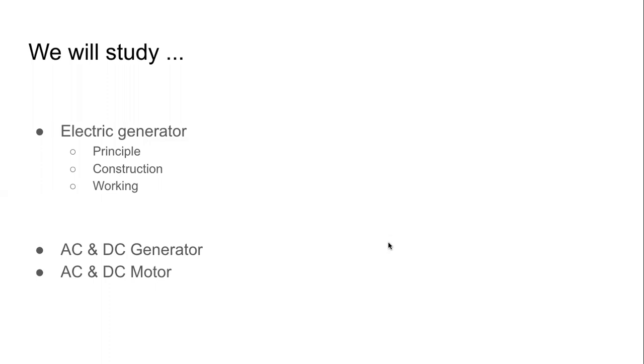Those things are the differences between AC and DC motors, the differences between AC and DC generator. Also, what is the fundamental difference between a motor and a generator? That's what we are going to try to understand in the class today. We will need to write, we will need to draw, and we will need to annotate also. Let us begin.